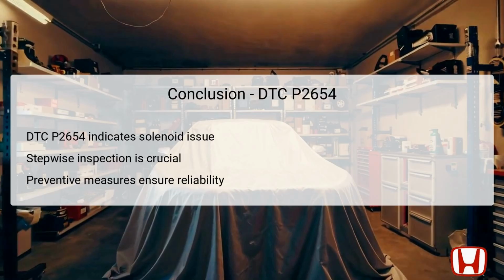In conclusion, DTC P2654 signifies a high voltage issue concerning the rocker arm oil control solenoid circuit, impacting the overall engine performance of the Honda Civic 2022 and newer models. Through a stepwise approach to troubleshooting, which includes detailed diagnostics of the solenoid, wiring, and PCM, effective identification and resolution of the issue can be achieved.